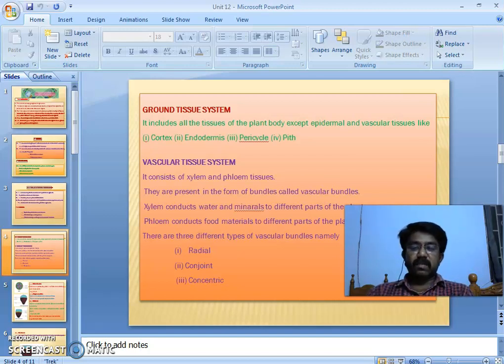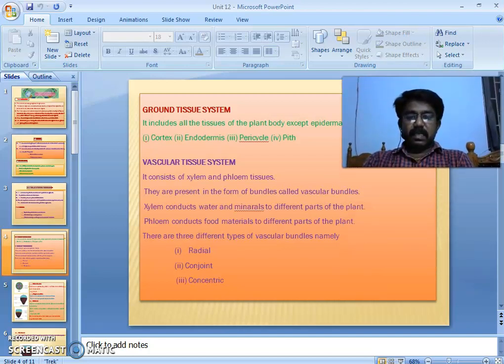Vascular tissue system. It consists of xylem and phloem tissues. Already you know xylem and phloem. What is meant by xylem and what is meant by phloem? They are present in the form of bundles called vascular bundles. Xylem conducts water and minerals to different parts of the plant. Phloem conducts food materials to different parts of the plant.